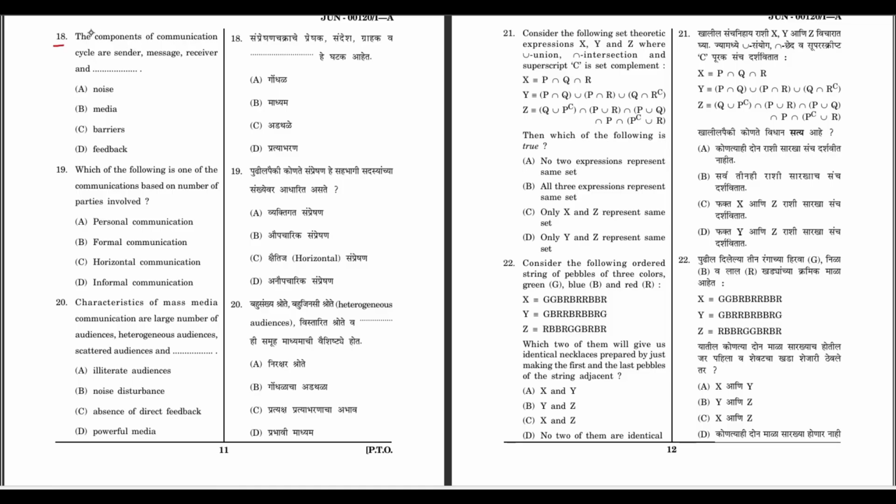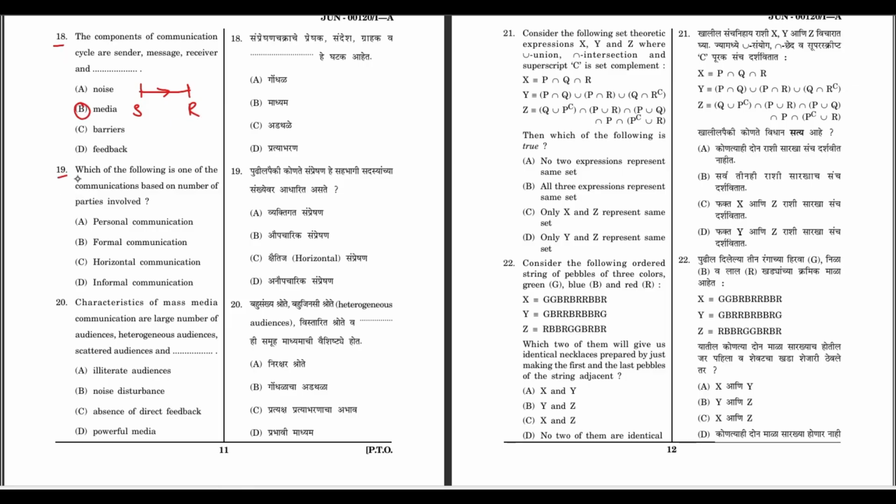Next, the components of communication cycle are sender, message, receiver, and correct answer is media. There should be some medium through which sender sends message to the receiver. So correct answer is B.